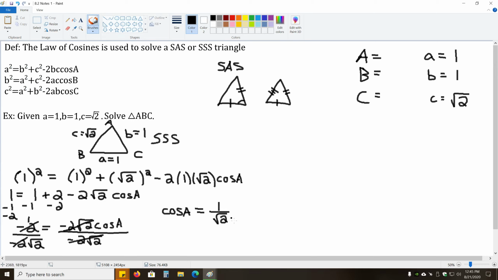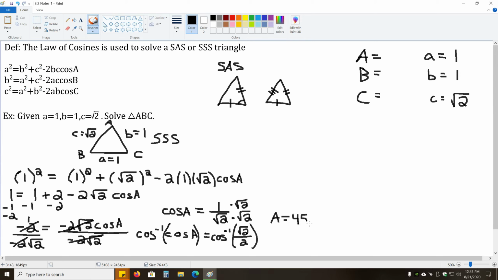So to get that square root of 2 out of the denominator, we'll multiply the square root of 2 to the top and bottom, which gives us cosine of A equals the square root of 2 over 2. And finally, we can take cosine inverse of each side, giving us A equals cosine inverse of the square root of 2 over 2.